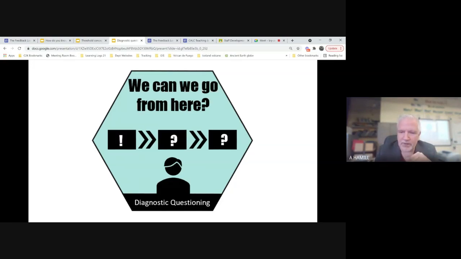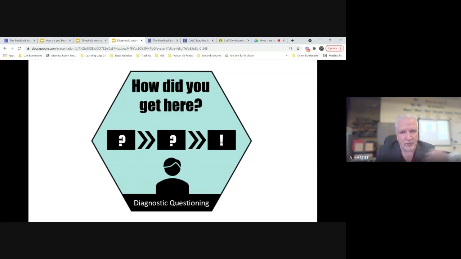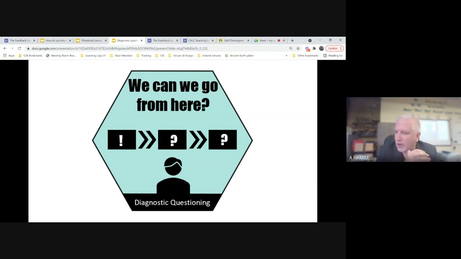Right, the next one. If this one is "how did you get here", where the exclamation mark is the right answer and the question marks are the thinking process to get you there, this one is "where can we go from here?" And this is a kind of dialogic process of, right, okay, so you've got that question, you've got your answer. Let's see if we can build on this. Let's take this a little bit further.